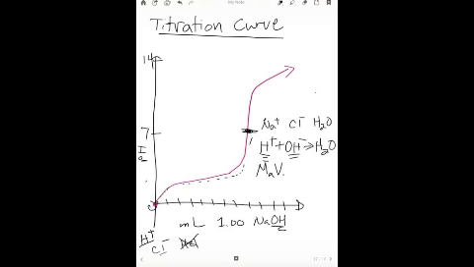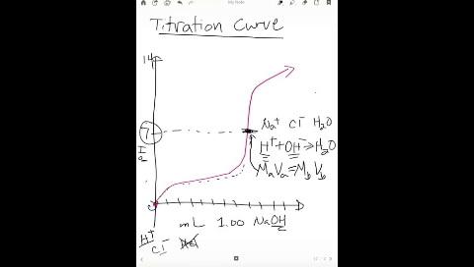So at the endpoint, the moles of hydrochloric acid that was in the initial solution equals the amount of moles of sodium hydroxide that was added once we reach the endpoint. So that can be shown through the equation: molarity of our acid times the volume of our acid equals the molarity of our base times the volume of our base.